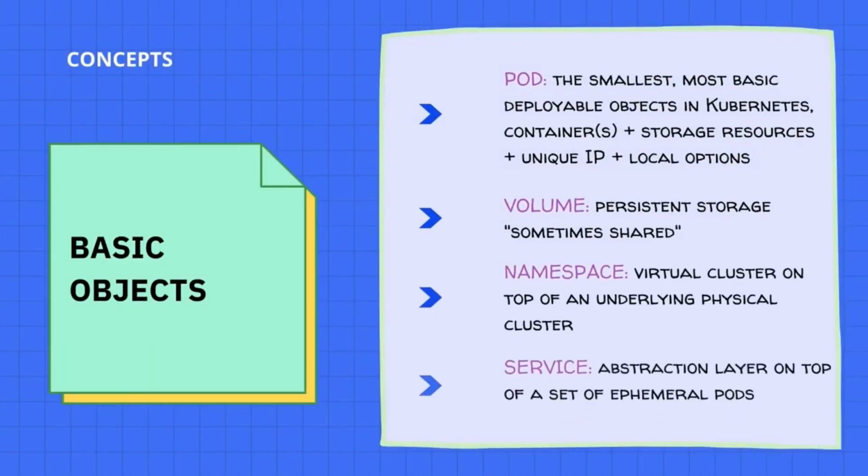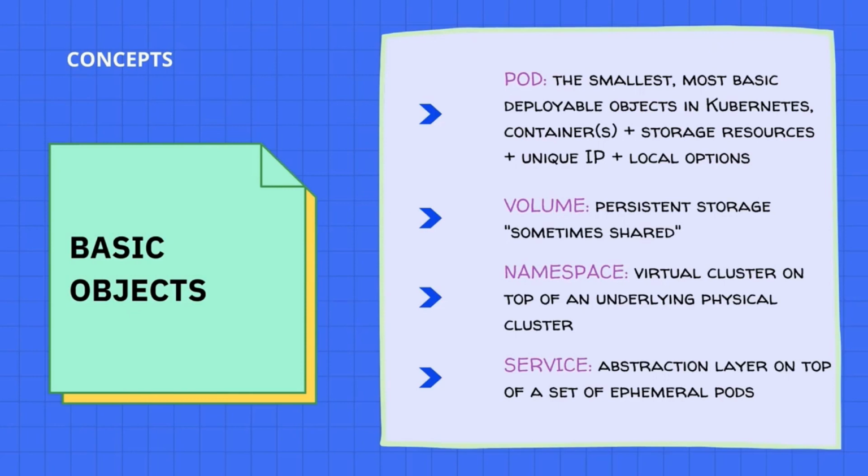Okay, so moving ahead, let's look into the basic objects. We have four basic objects in Kubernetes. The first one is the pod. Pod is the smallest and the most basic deployable object in Kubernetes. It could be anything. It could be the containers, our running application. It could be the storage resources. It could be unique IPs, and it could be local options. So it could be a combination of all these things. A pod will have a container, it could have its own storage resource, it will have its unique IP, and maybe it can have its own local options.